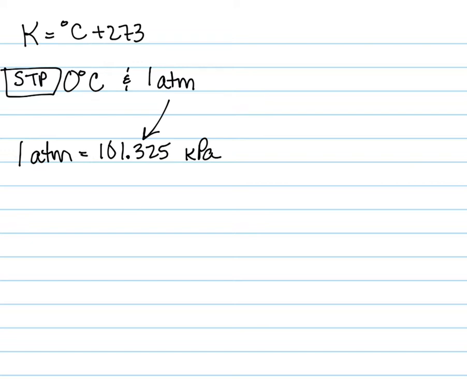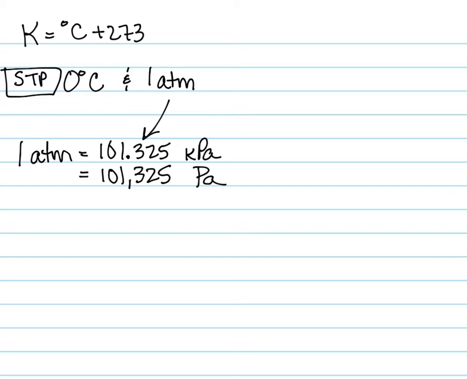Every unit I'm going to give you right now are just more units for pressure. So 101.325 kilopascals equals 1 atmosphere. I'm giving you some equality statements that you might have to turn into conversion factors at some point. 1 atmosphere is also equal to 101,325 pascals. So we've just taken the prefix kilo off and multiplied that by 1,000.